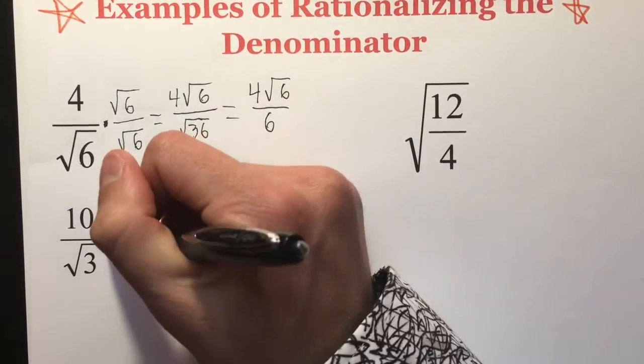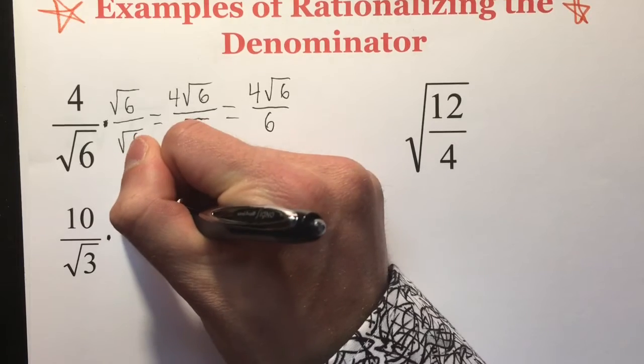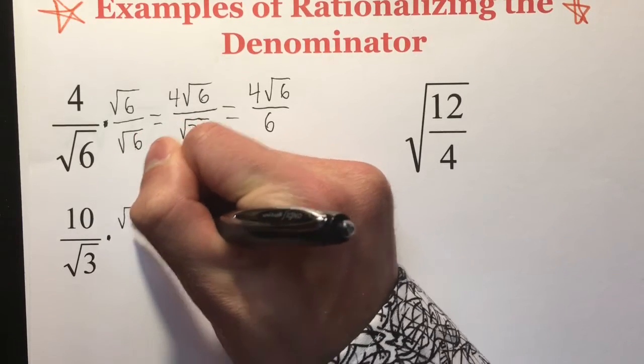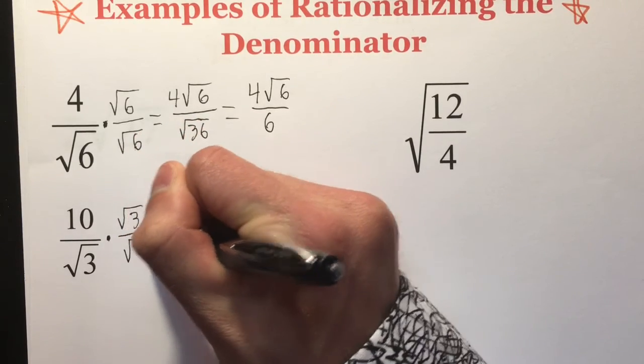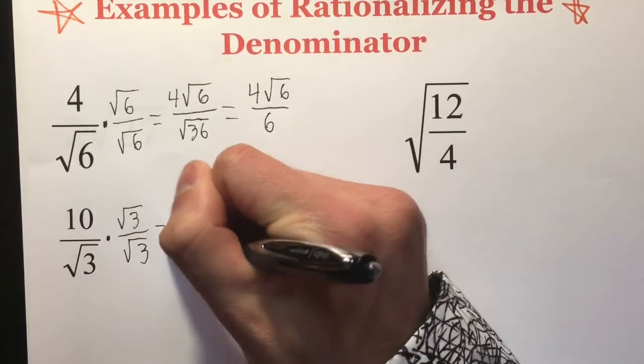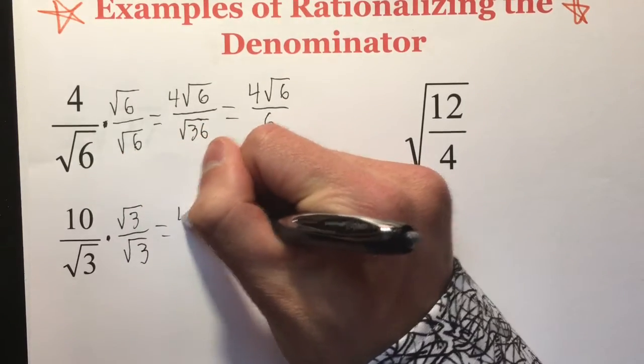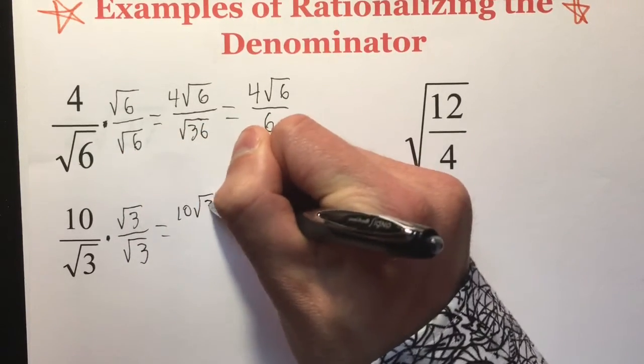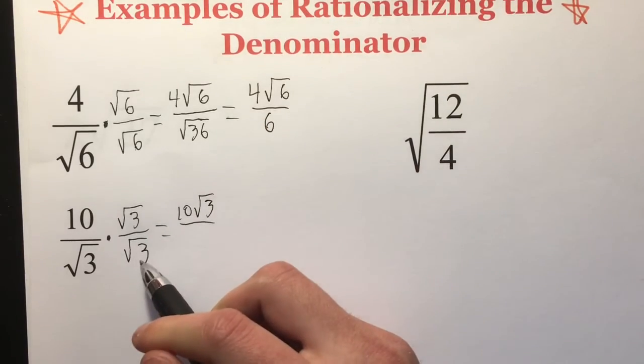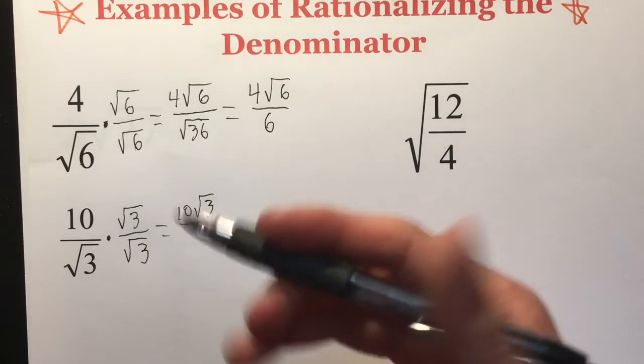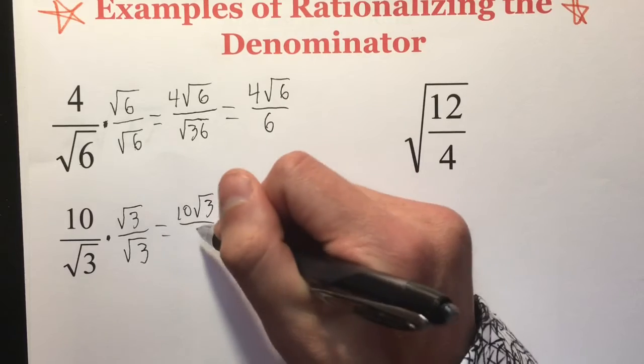Likewise, with 10 over the square root of 3, we want to multiply that by 1 so that we're not changing the value of our answer. So 10 times the square root of 3 is just going to be 10 root 3. Root 3 times root 3 is going to be root 9. And as we know, the square root of 9 is just 3.